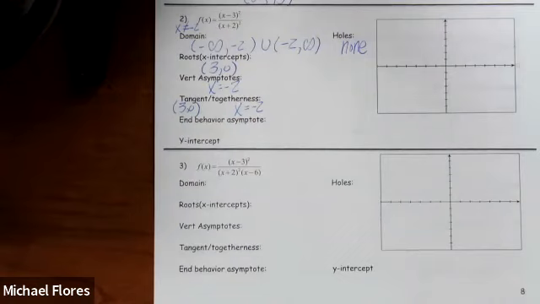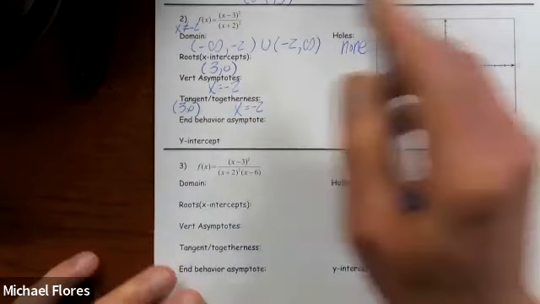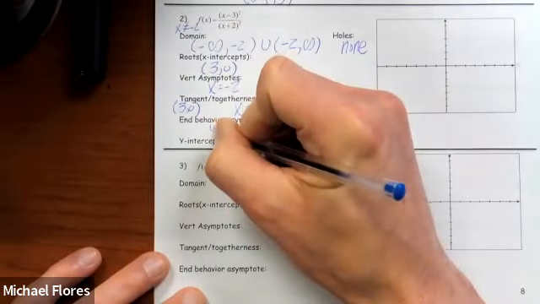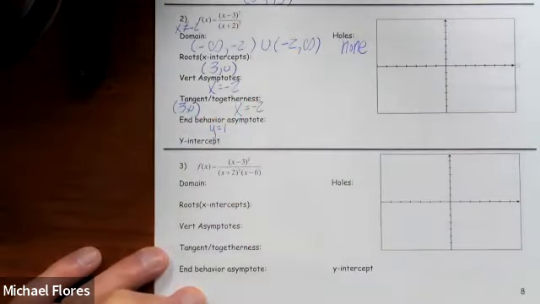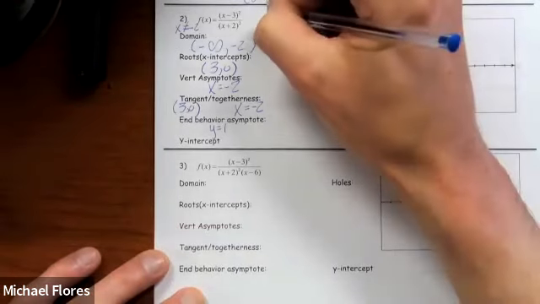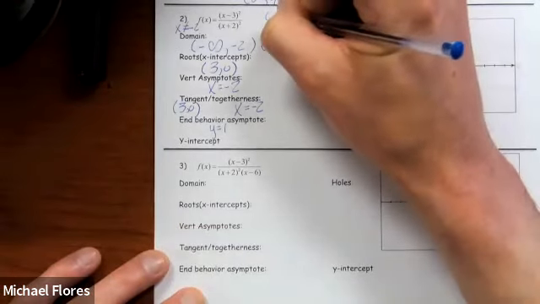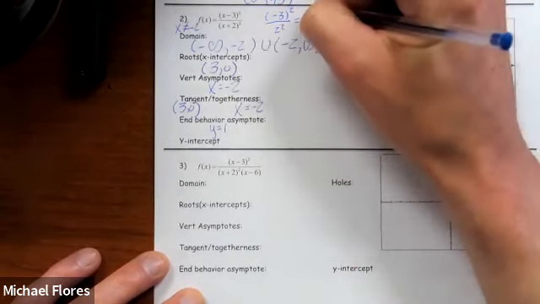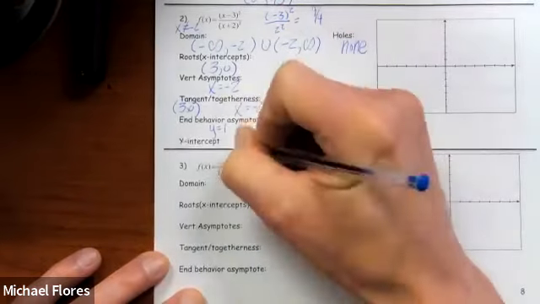End behavior asymptote. This is even distribution, x squared over x squared. So look at the coefficients, which in this case would be 1. And then y-intercept. Looks like we have -3 squared over 2 squared, which is 9/4.